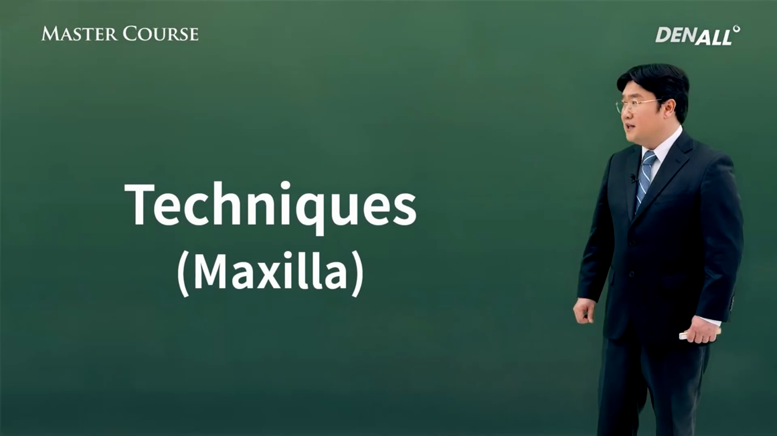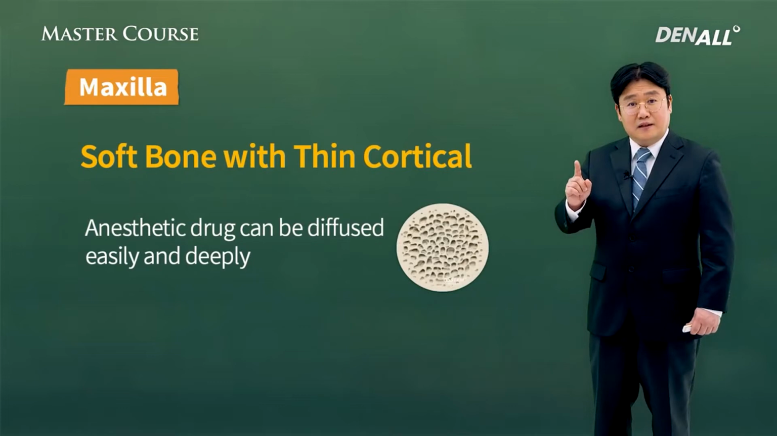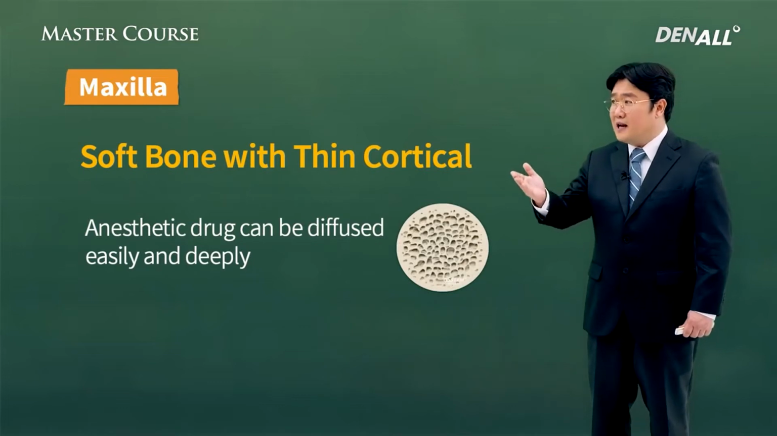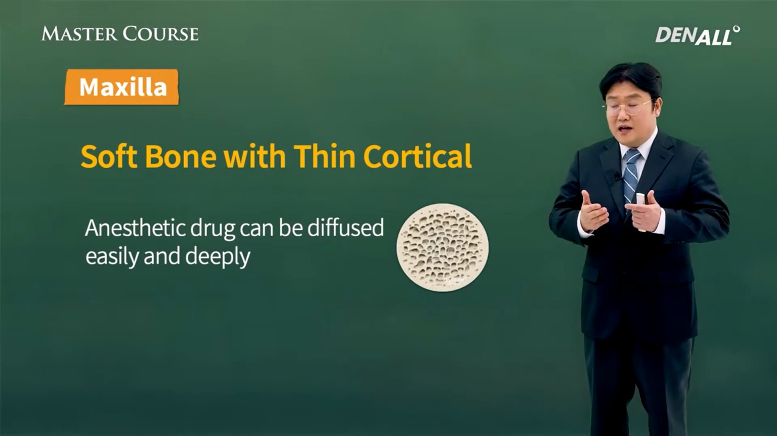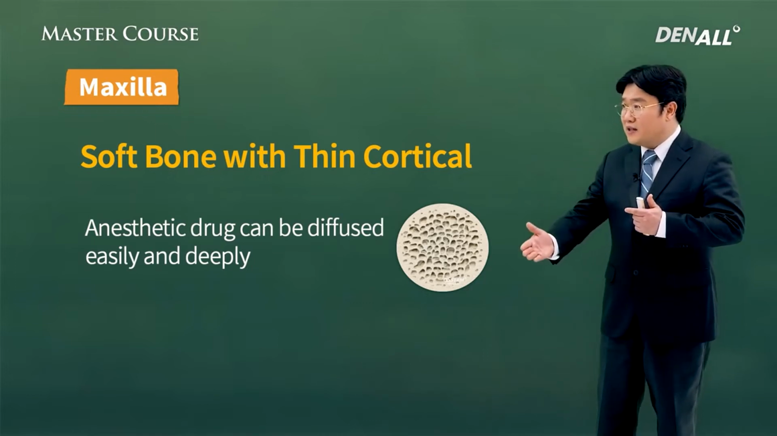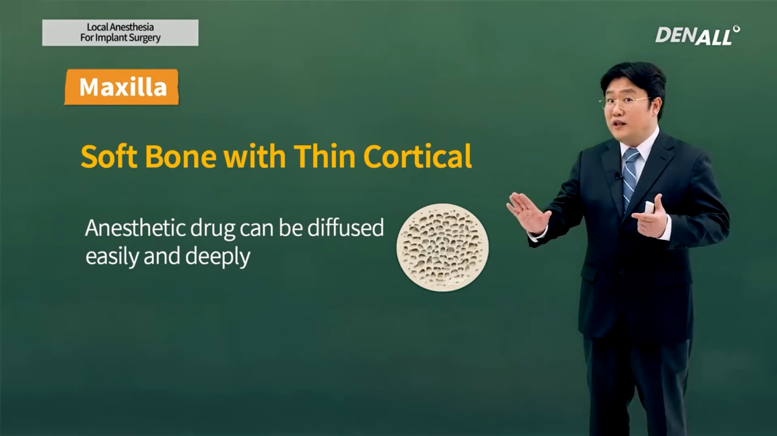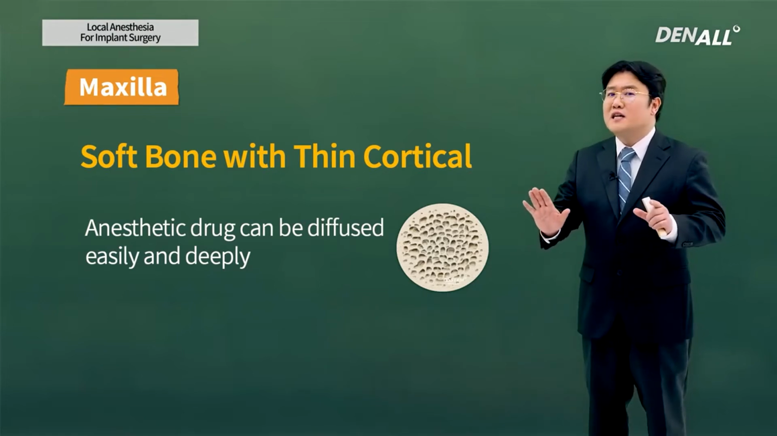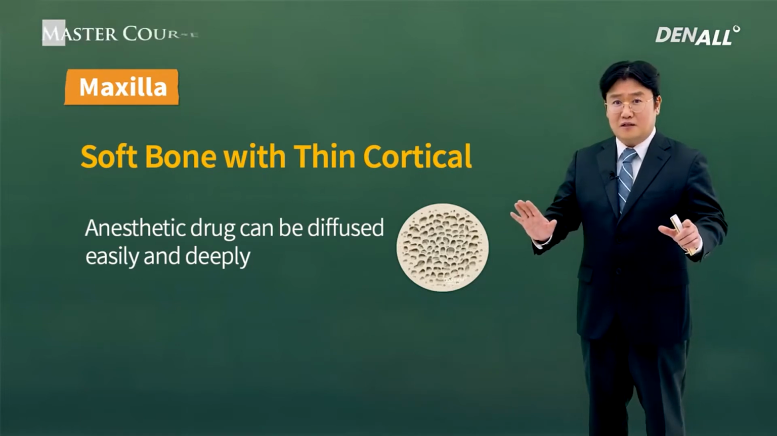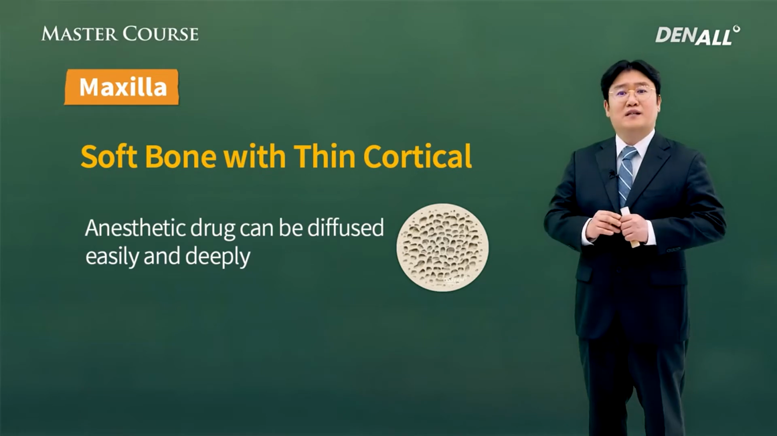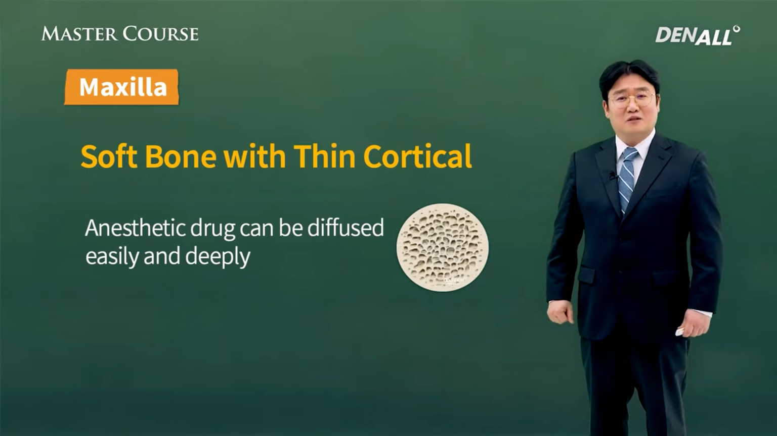Anesthetic techniques for maxilla. Before that, I want to say this first. Maxilla is soft bone with thin cortical bone. That means it has a thin cortical bone, and basically it's soft bone. Therefore, anesthetic drug can be diffused easily and deeply. Compared to mandible, maxilla has very good anesthetic effect.